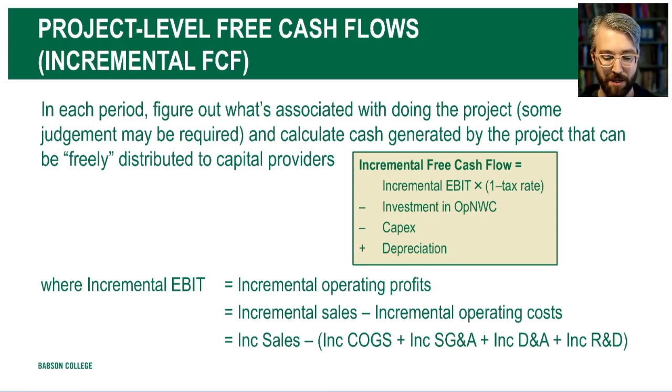We're going to think about incremental EBIT, multiply it by 1 minus the tax rate, subtract off the increase in operating net working capital, subtract off capital expenditure, and then add back in the depreciation that we subtracted out to get EBIT. And just a reminder at the bottom of the slide of what EBIT means, adding incremental in front of each term, because that's what we're looking for here. We're going to take incremental revenue or sales and then subtract off any incremental cost of goods sold, any incremental selling, general, and administrative expense, any incremental depreciation and amortization, although again, we're going to add that back in, and any incremental research and development expense.